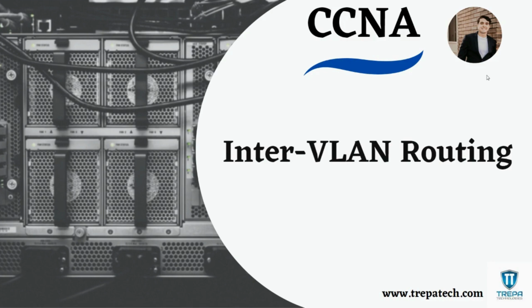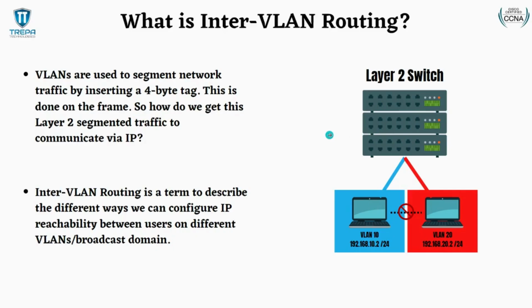In this video, we are going to go over inter-VLAN routing, which is the final step to really completing our layer 2 section, or what I call layer 2.5. In this lecture, I'm going to go over how we get VLANs to actually talk to each other via IP, via layer 3. So kind of more layer 3 to layer 2 technologies, bridging that gap.